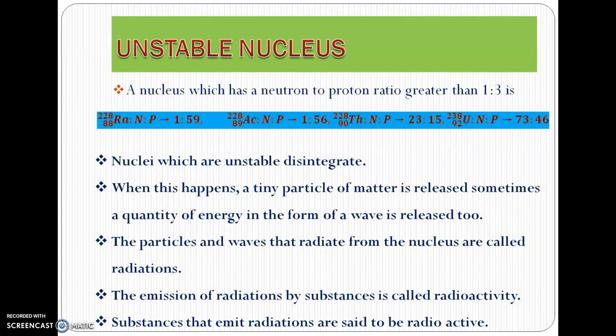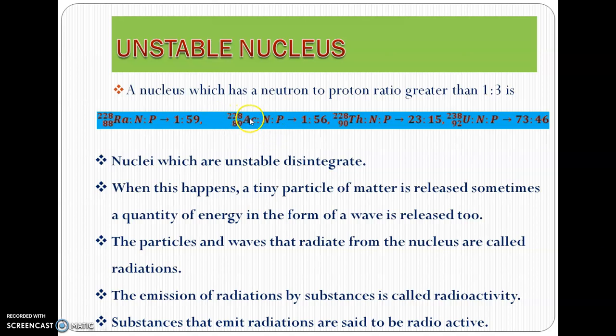Now, let's take a look at an unstable nucleus example. So a nucleus which has a neutron to proton ratio greater than 1 to 3 is unstable. So these are examples. And the first example is that of radon, which has the mass number 228 and the proton number 88. And then the neutron proton ratio is 1 to 59. These are simplified ones.